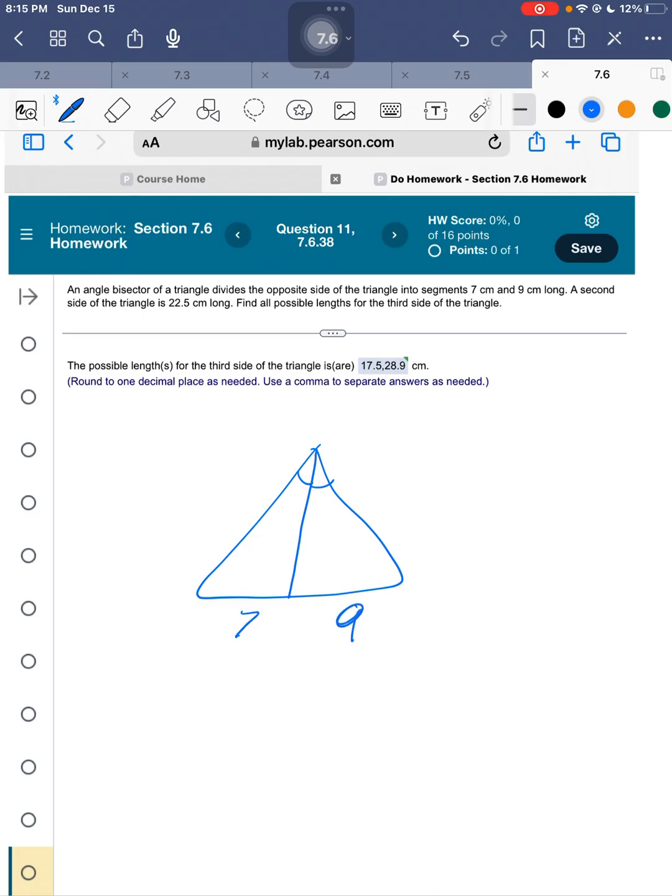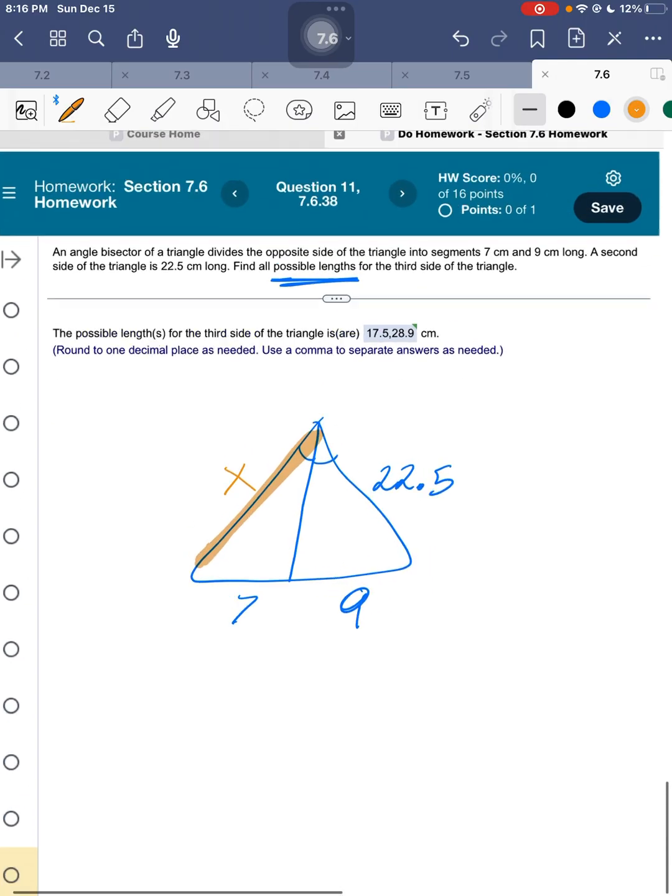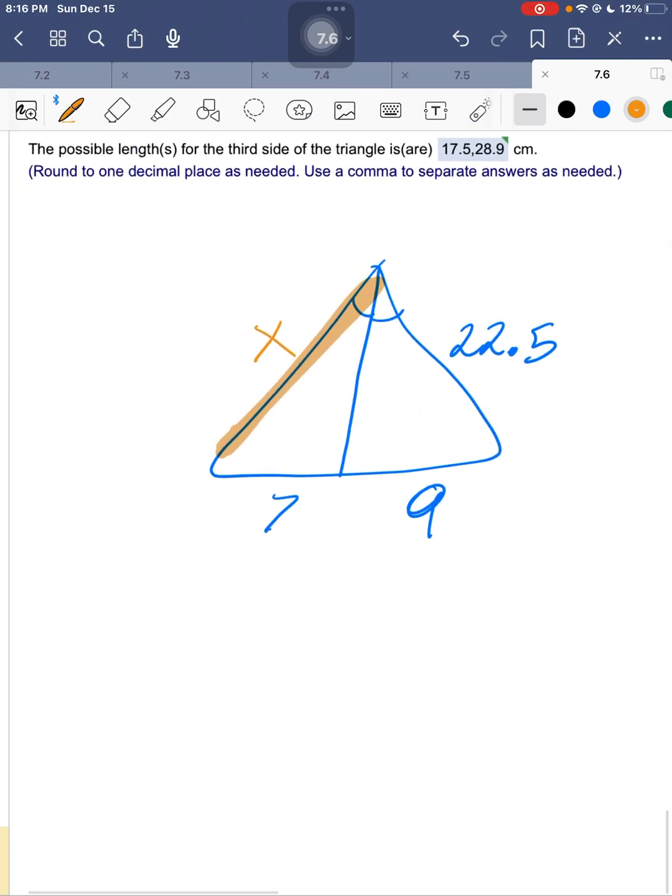So, an angle bisector of a triangle divides the opposite side of the triangle into 7 and 9 centimeters. A second side of the triangle is 22.5. Find all possible lengths for the third side. Well, if I want to find out what this side is, I'm going to have to write a proportion. Do I know this side length? No, I don't. So I'm going to put x.